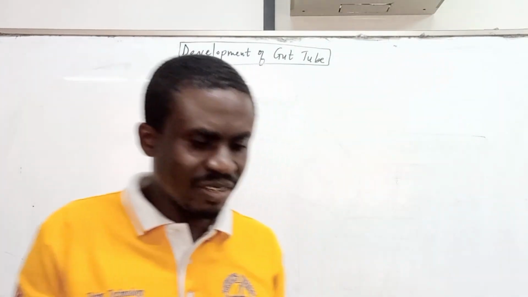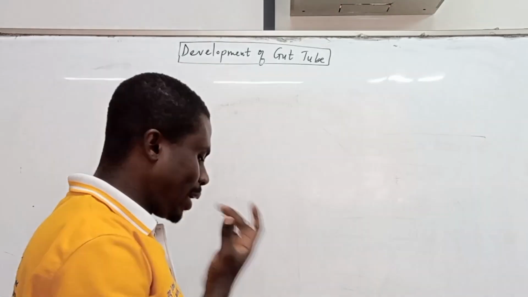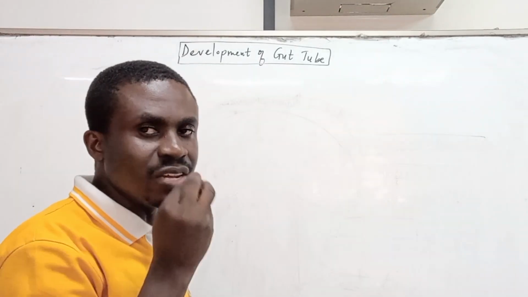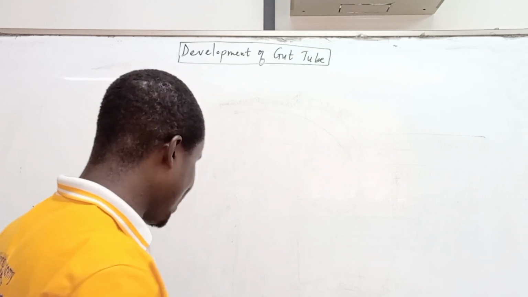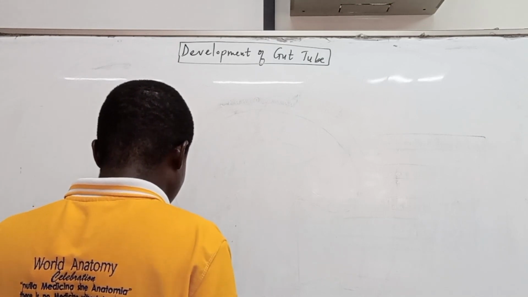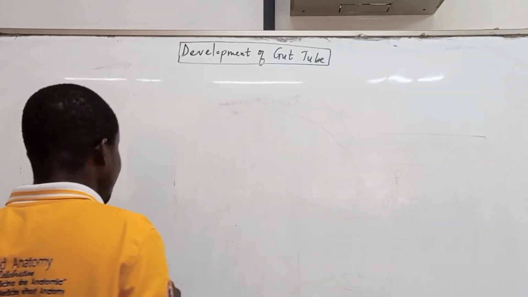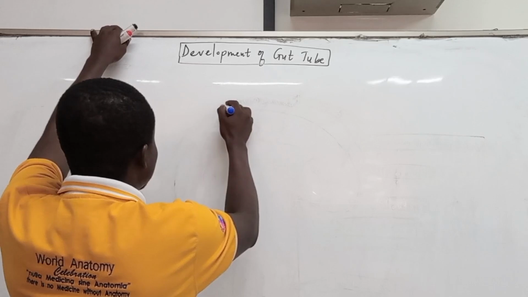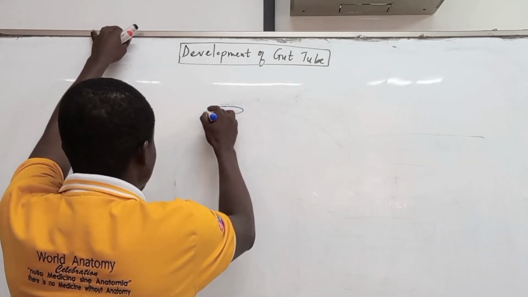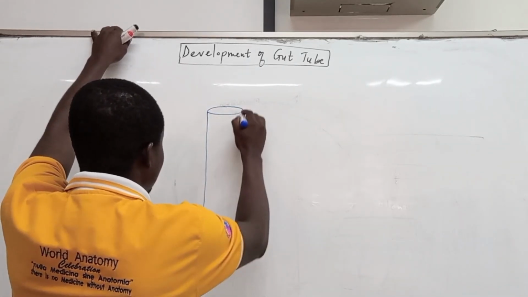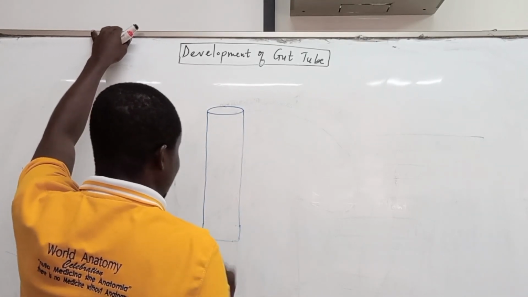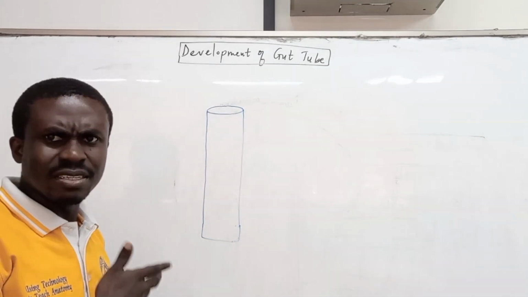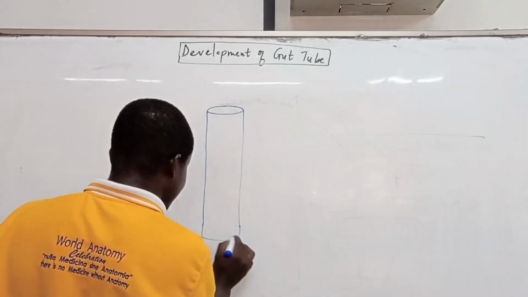Now, my friends, having seen this, let me talk about this one. We said that we are going to have the differentiation of this gut tube. Assuming I take it this way, just to sketch out, this is the gut tube. And I want you to appreciate this. This is very examinable. At least the initial bits, I want you to appreciate this.